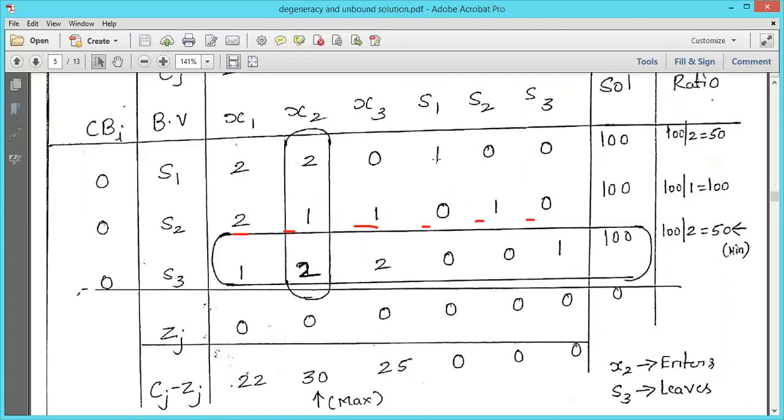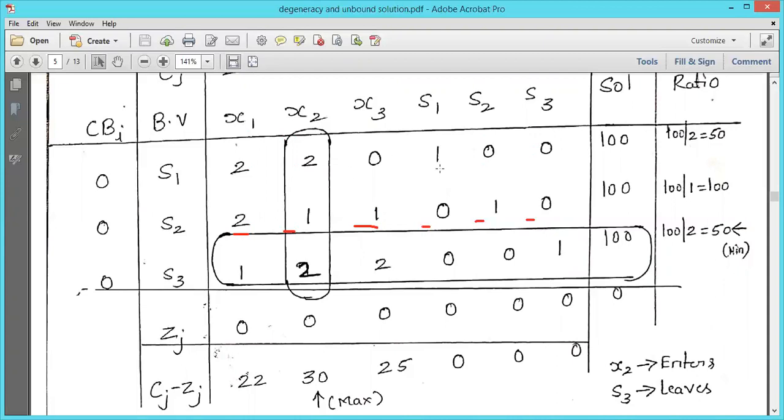Which are the columns forming the identity matrix here? S1, S2, S3. So they are forming the identity matrix. Which is the first column in the identity matrix? S1. So divide the values present in the S1 column by the key column values. Only in two rows, the first row and the third row, we have the same values, so we consider only those two rows.